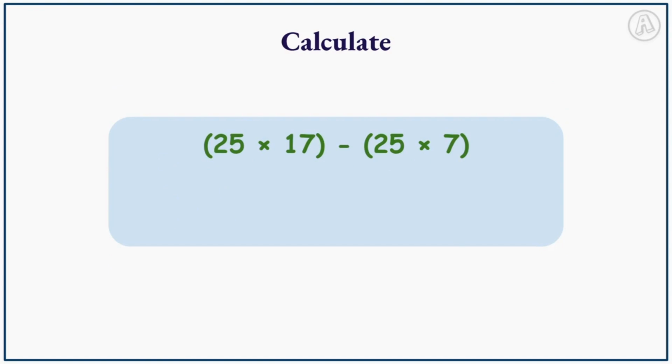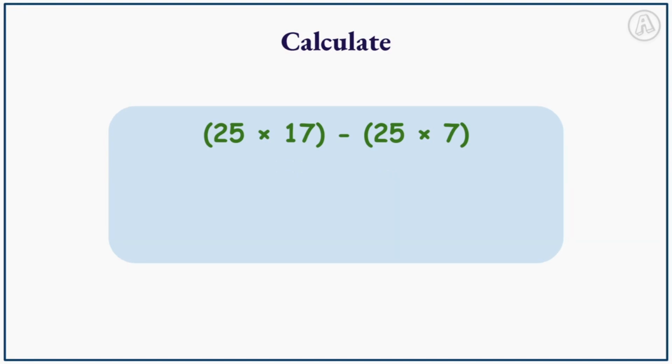Let's look at the next example. 25 times 17 minus 25 times 7. If we start with our brackets, 25 times 17 equals 425, and 25 times 7 equals 175. 425 minus 175 equals 250. This calculation might have been a bit challenging to work out. So let's use the distributive property to make this calculation less complicated.